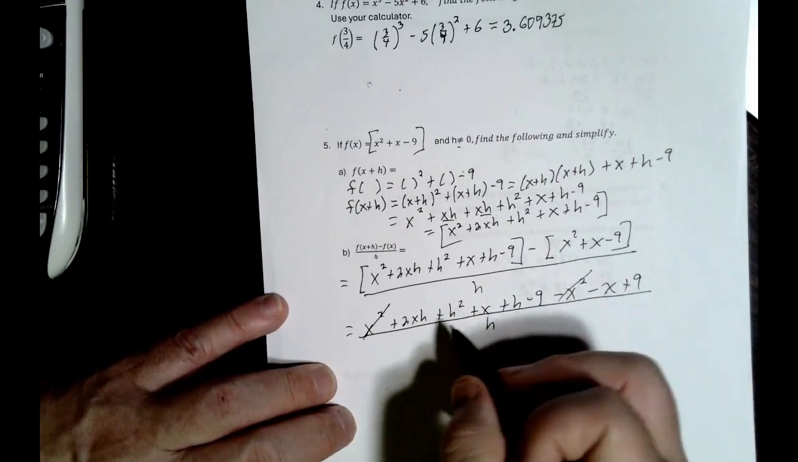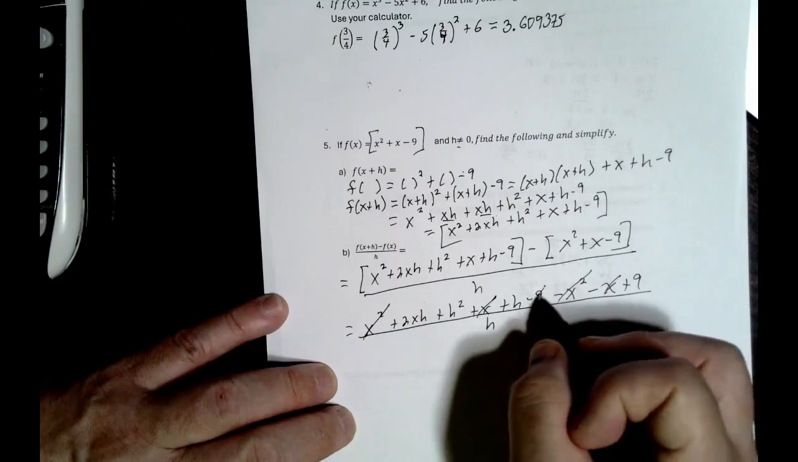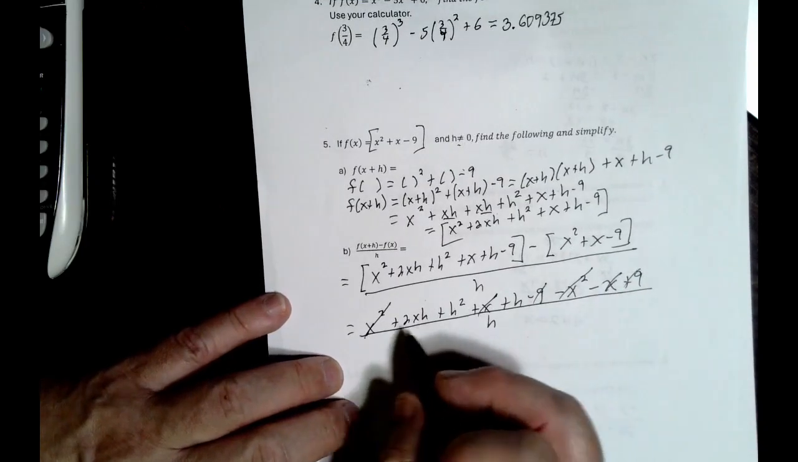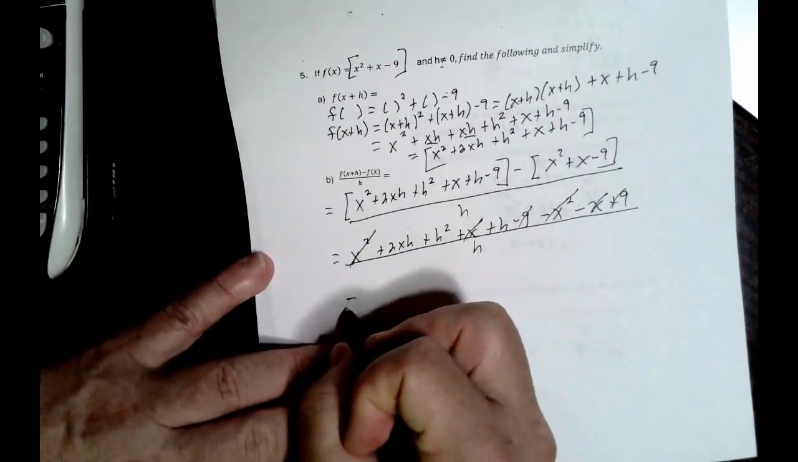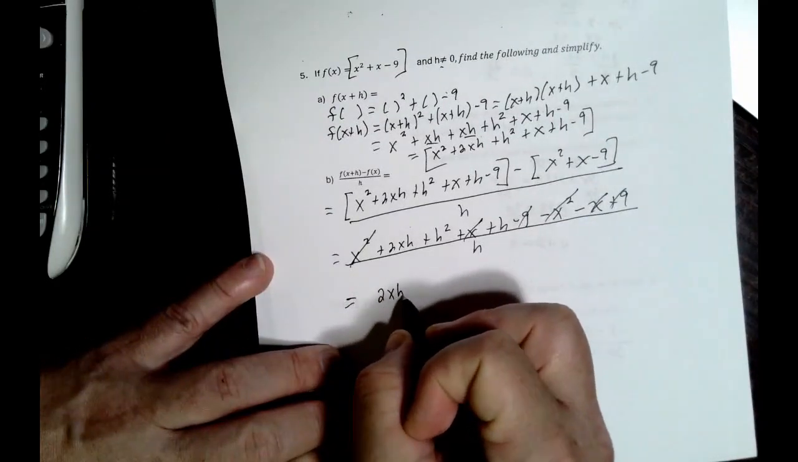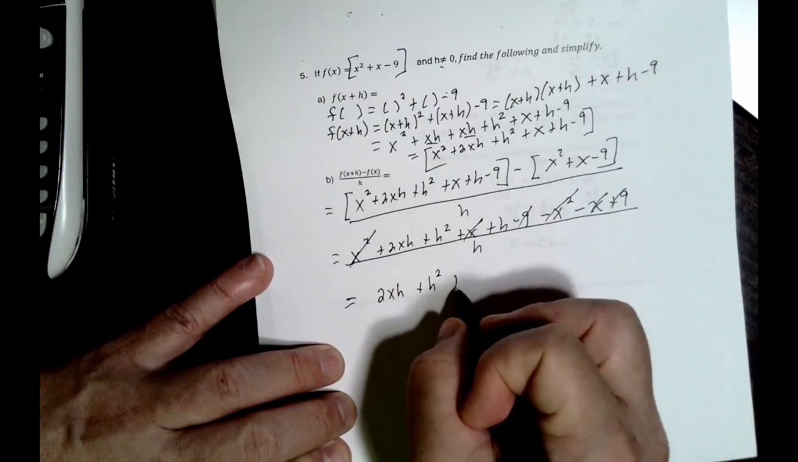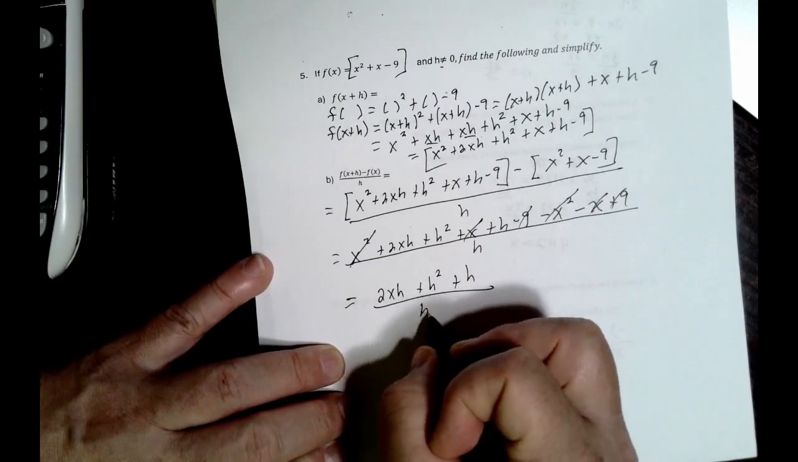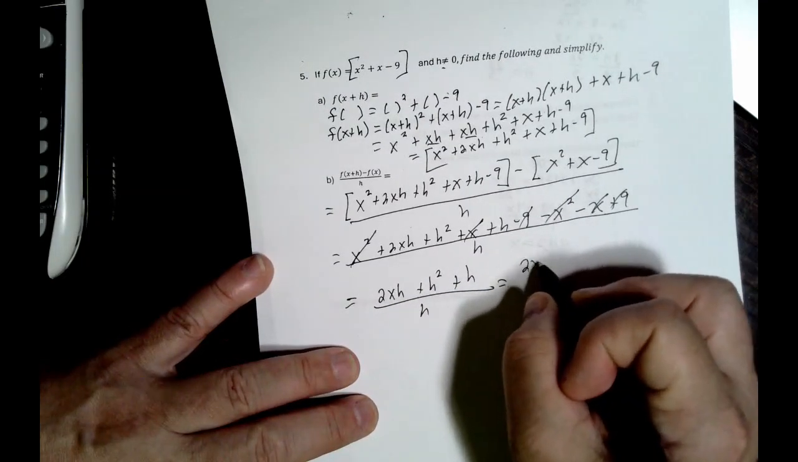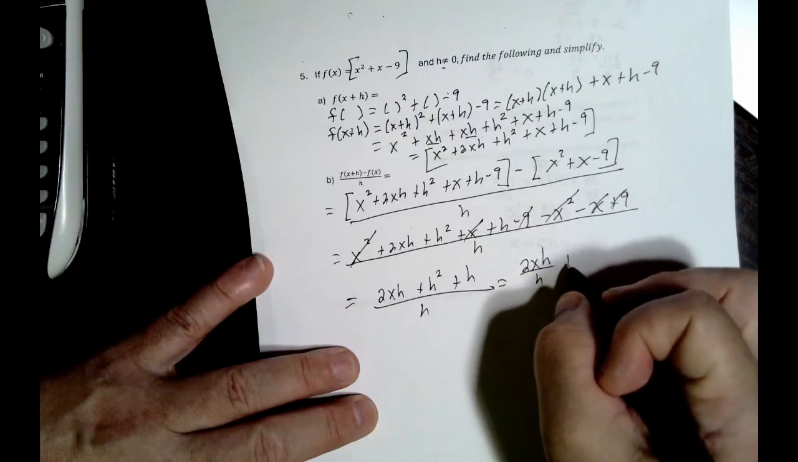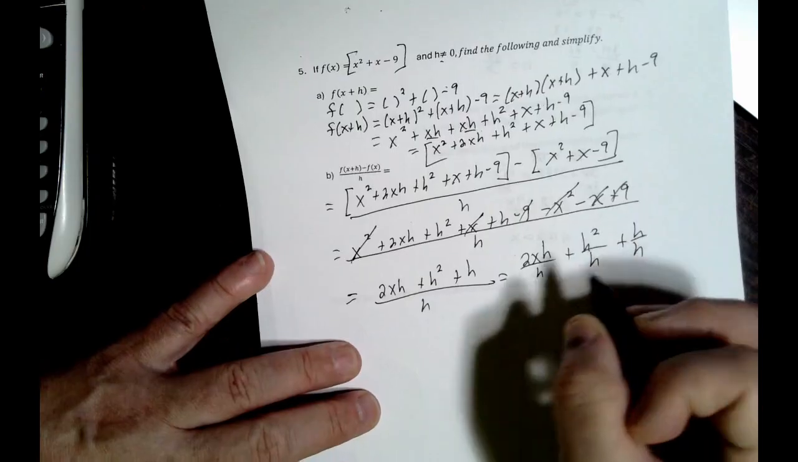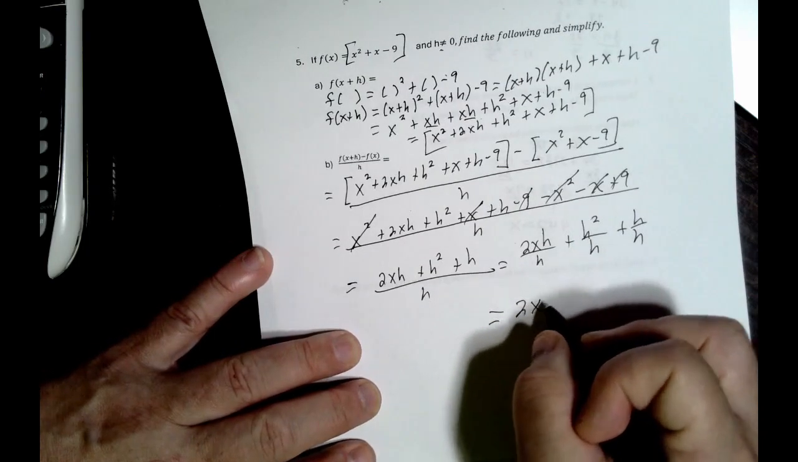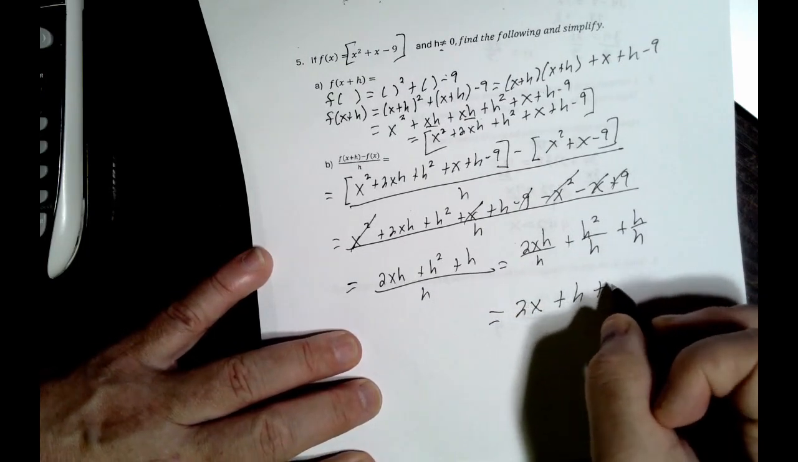X squareds go away, your x's go away, your 9's go away. All terms that don't have an h will basically cancel. So what do you have left? 2xh plus h squared plus h all over h, which is 2xh over h plus h squared over h plus h over h, or 2x plus h plus 1.